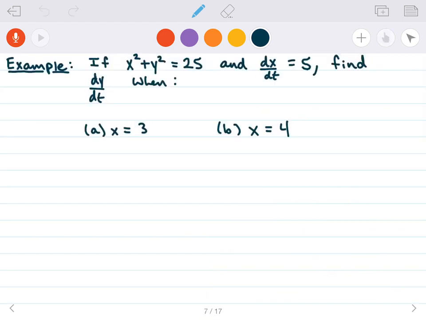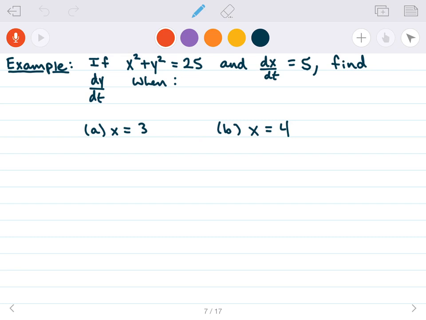If x squared plus y squared equals 25 and dx dt equals 5, find dy dt when, first of all, x equals 3, and second of all, x equals 4. So whenever you're given a formula that relates the two, we can go ahead and take the derivative of both sides of the formula. So let's go ahead and do that.